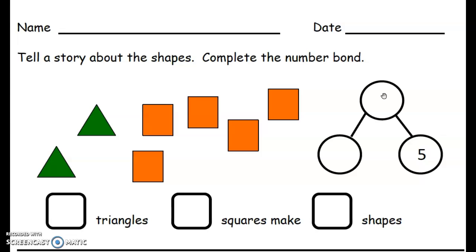All right, we said there were 7 total shapes. So 7 goes at the top, and then they already gave us the number 5. Where do you think that 5 came from? That's right. 1, 2, 3, 4, 5 squares. So if there's 7 total shapes and 5 were squares, what number goes in this circle? 2, because there's 2 triangles. 2 triangles and 5 squares make 7 total shapes.